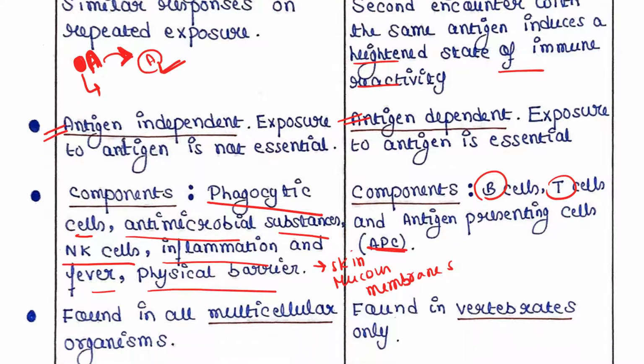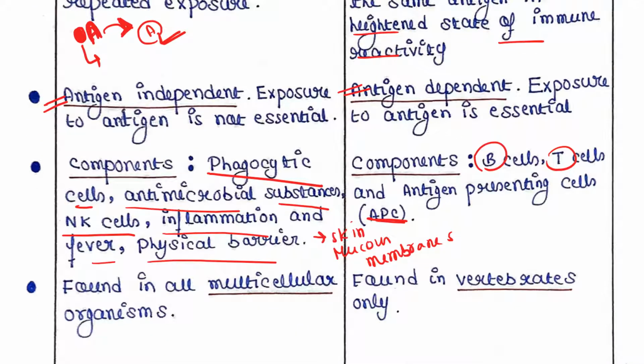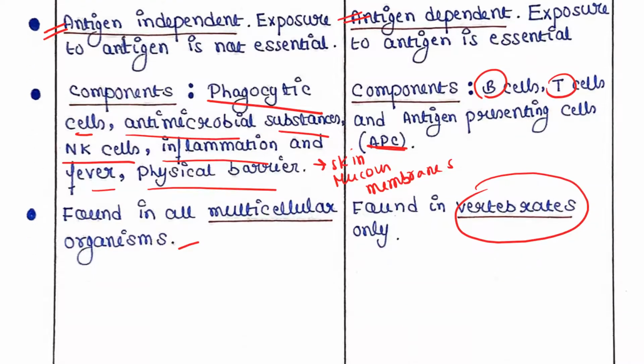Innate immunity is found in all multicellular organisms, whereas adaptive immunity is only found in vertebrates. So adaptive immunity is not found in all multicellular organisms, but only in vertebrates. So these are the differences between innate and adaptive immunity.